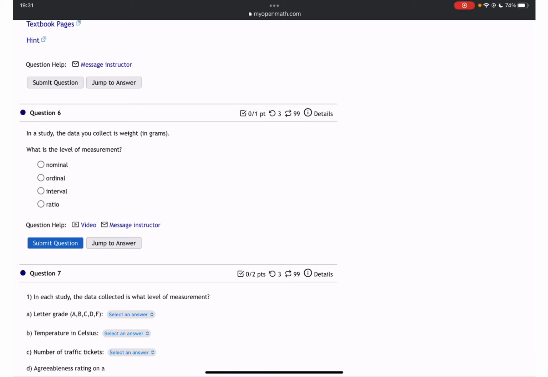Now let's figure it out in our case. In a study, the data you collect is weight, excuse me, in grams. How are we going to figure out if weight is too much or too little? By ratio, by comparison, right? If a standard is given, let's say for a human of this age, a female, a normal weight is this much. For men it is this much. And comparing to reality, how you compare, it's a ratio. Therefore, in our case, the answer is going to be ratio.